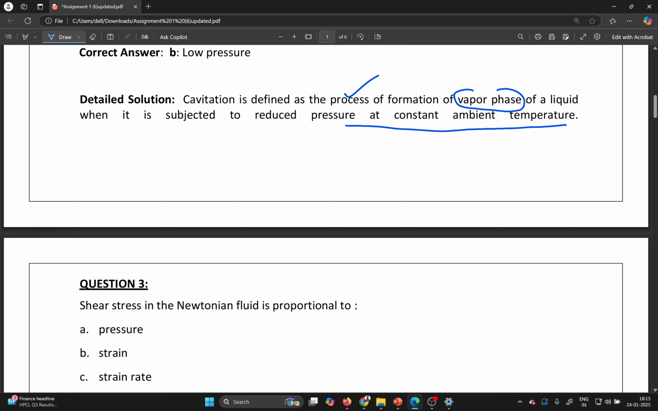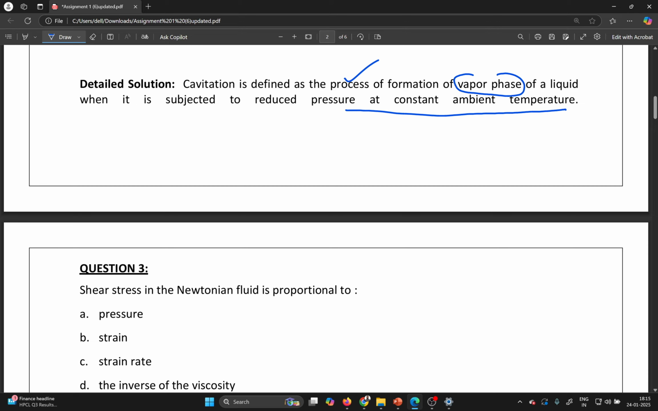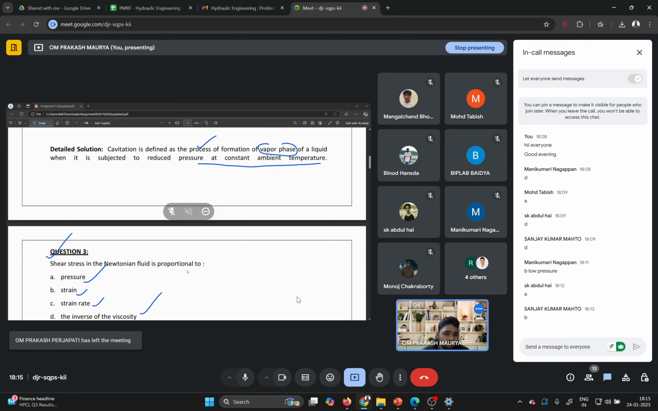Very important. The analysis part of fluid mechanics starts with this concept only. So please focus on question number 3. The shear stress in a Newtonian fluid is proportional to: pressure, strain rate, or option D, the inverse of the viscosity. The shear stress in a Newtonian fluid is proportional to. Everyone please give your answer in the chat box for question number 3. You have 2-3 minutes, think about it and give your answer.